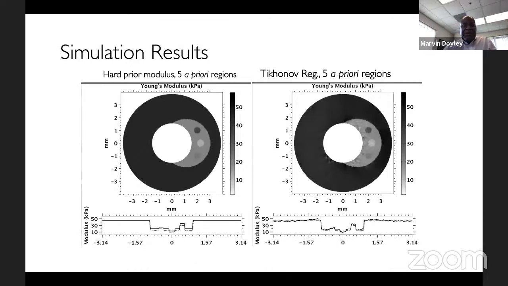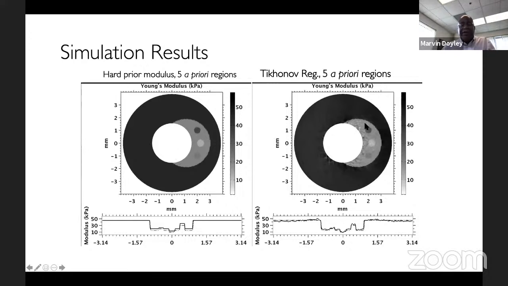So just to illustrate, here are some results. This is a simulation. We had like 5 regions. So we have that one, D3 region, and that. And this is our hard prior. So we just segmented into 5 regions. And of course, the black is what it should be. And then, the one below, it's a hard prior. And again, it's a little bit lower because we are reconstructing using one component.